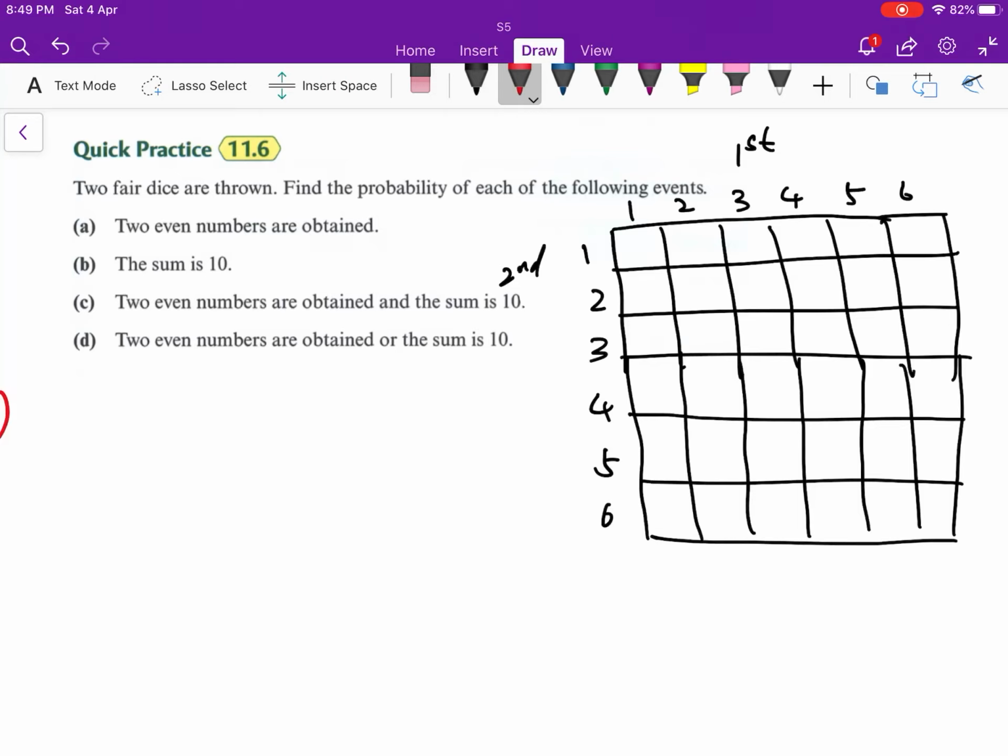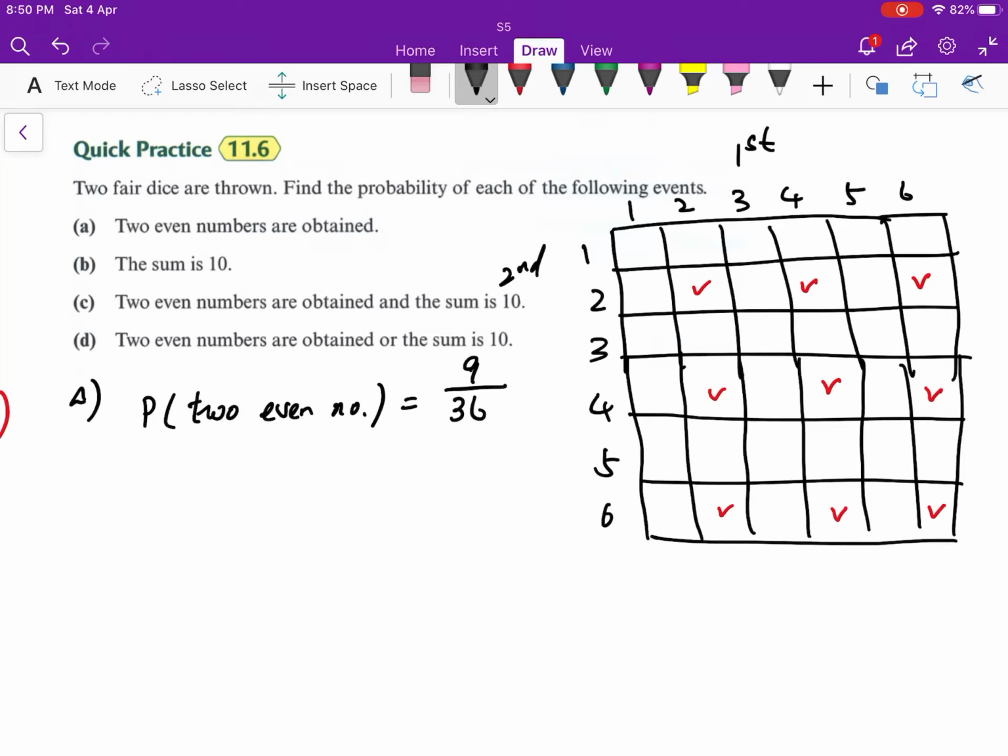So try to list out all the even numbers: 2,2; 2,4; 2,6, right? Then 4,2; 4,4; 4,6; 6,2; 6,4; and 6,6. So you can see that, wow, we got how many? 9 of them. So the probability of two even numbers will be 9 out of how many? Out of the total, right? What is the total? Total is 36, because here we have 36 boxes, that means 36 outcomes. So this is your A part answer using the table.